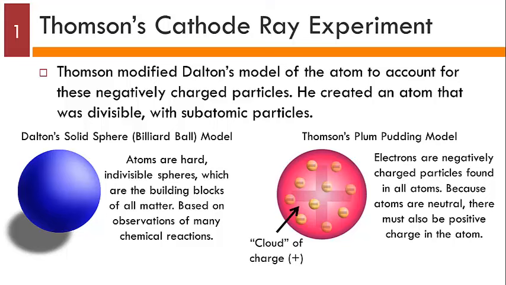So the plum pudding model consists of a cloud of positive charge with negative electrons embedded within. This is also sometimes called the chocolate chip cookie model, with that cloud of charge being the dough and the electrons being the chocolate chips that are embedded throughout the dough.